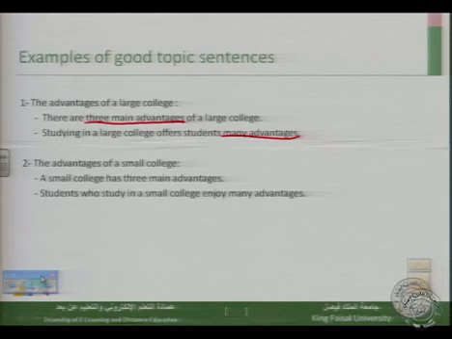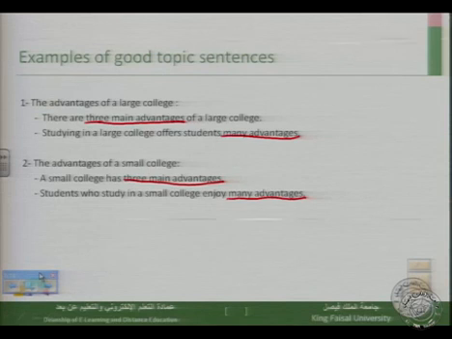For the second topic, for those who chose the second topic, the advantages of a small college, I suggested two topic sentences. The first one was a small college has three main advantages, and here the controlling idea is three main advantages. So you have to speak about three advantages only in your paragraph. Okay. The second topic sentence is students who study in a small college enjoy many advantages. Here the controlling idea is open for those who want to write more than three advantages. They can write more or less. So they can write two advantages or four advantages or even three advantages. It's open to them to choose. It's up to them to choose.